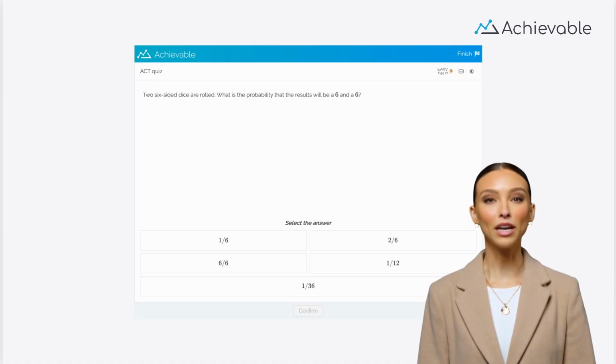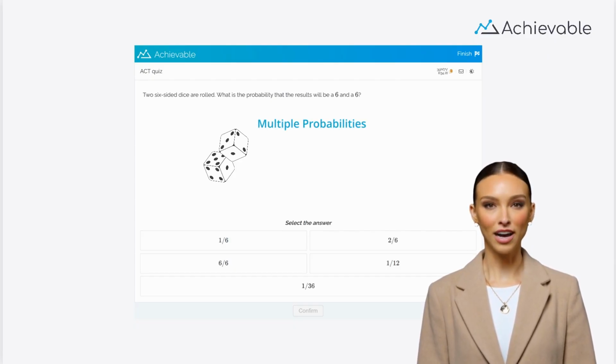First, let's think about what kind of probability problem this is. Since we're rolling 2 dice, and each die is independent, this is a multiple probabilities question. And remember from our strategy, when we have multiple probabilities, we always multiply, not add.